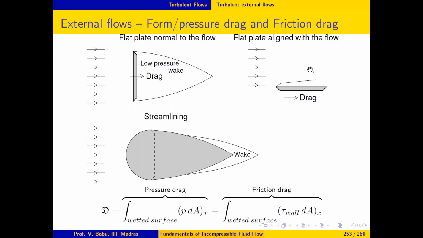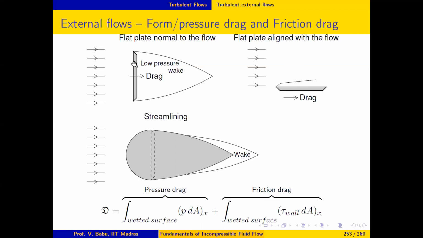So the total drag force on the plate is entirely due to skin friction drag. Note that even if the pressure gradient in this case were to be non-zero, the pressure force still acts normal to the surface, so it does not contribute to the drag force at all. So the drag force in this case, even in the presence of pressure gradient, is due entirely to skin friction drag.